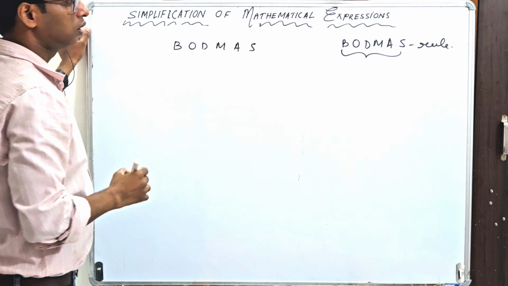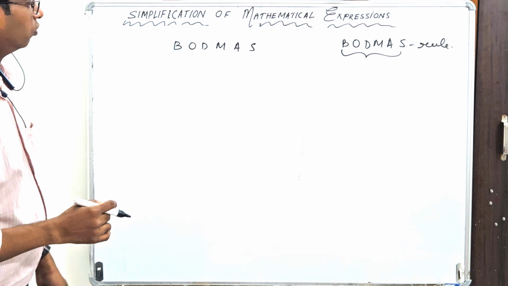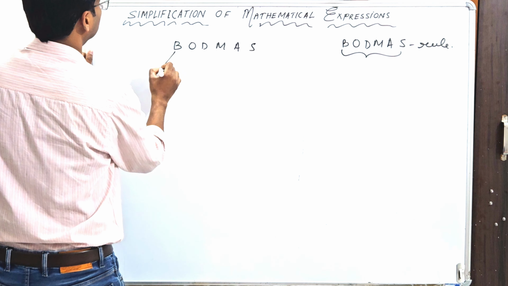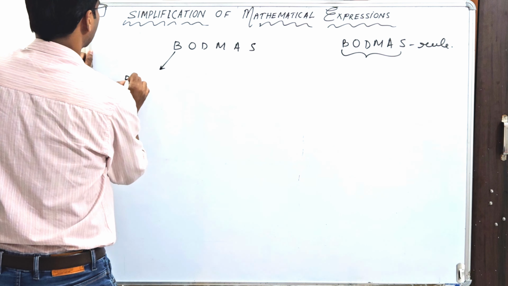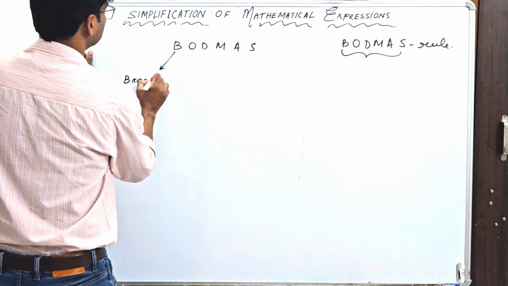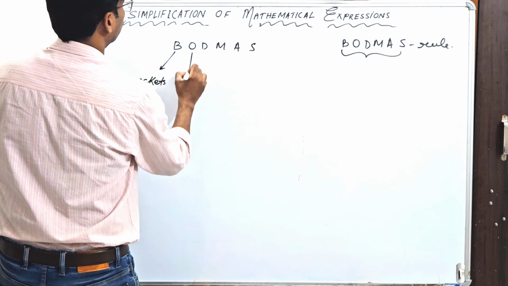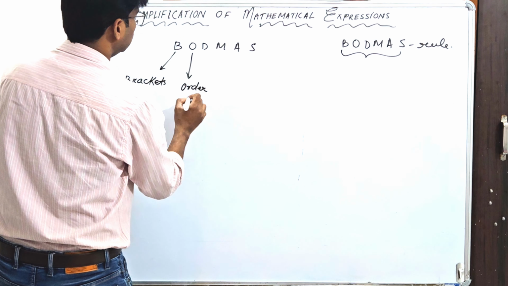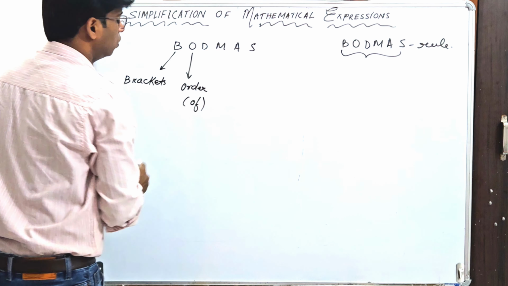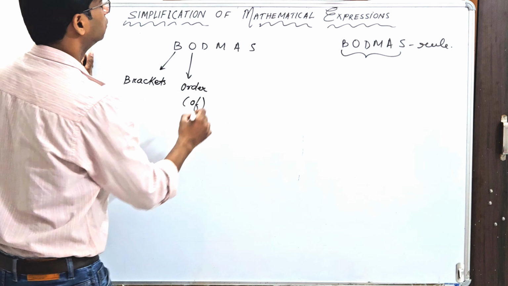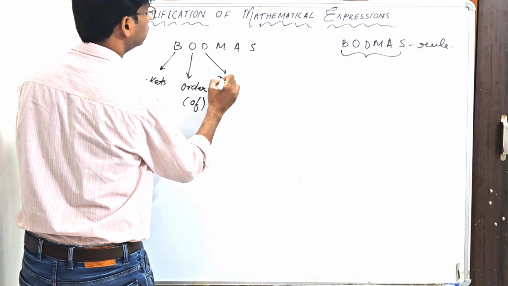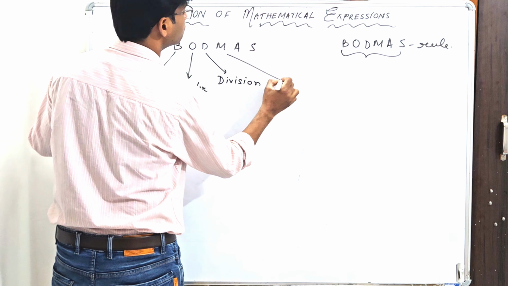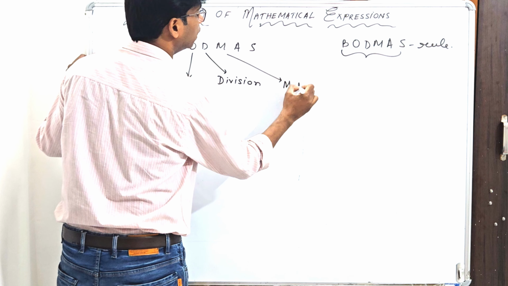So this is a short form of the words, you can say. So B stands for what? Brackets. O stands for order. We also write of. Then D stands for what? Division. Then M stands for multiplication.